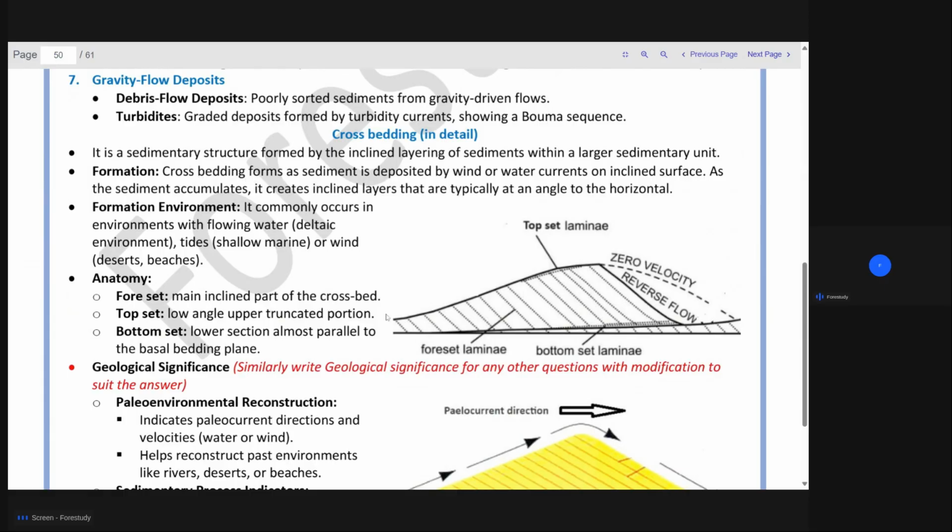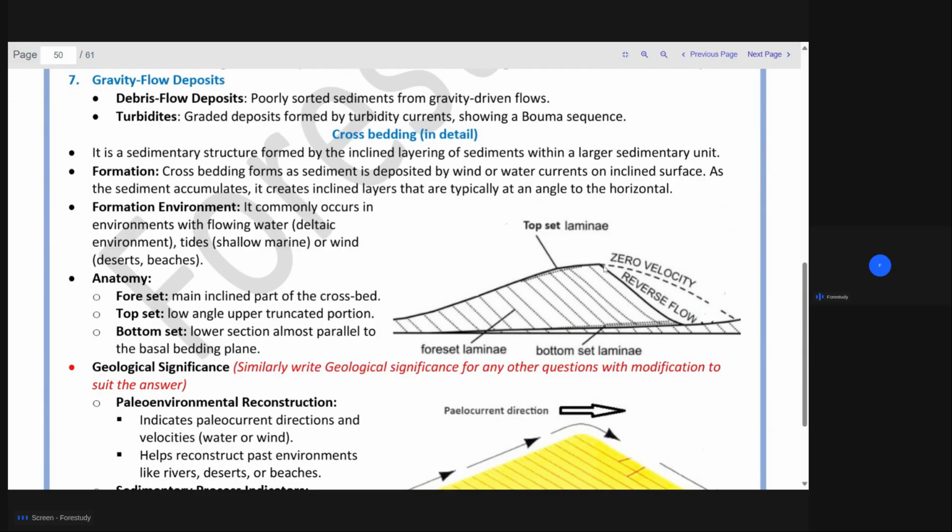This can be a dune or it can be a ripple, right? And these are the cross beddings. Cross bedding forms as sediments are deposited by wind or water currents on an inclined surface. As the sediment accumulates, it creates inclined layers that are typically at an angle to the horizontal.